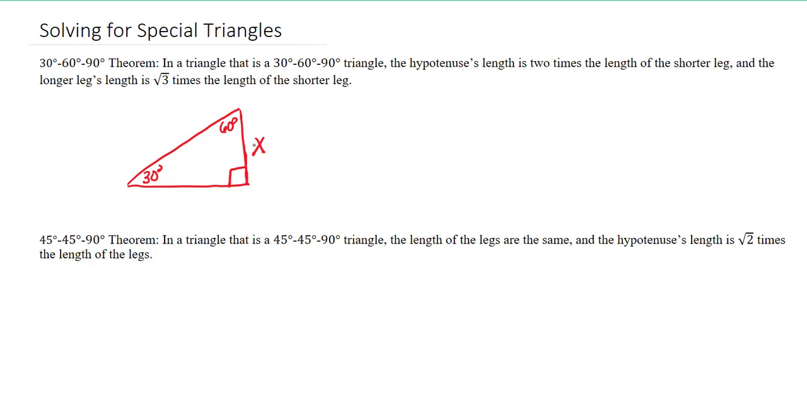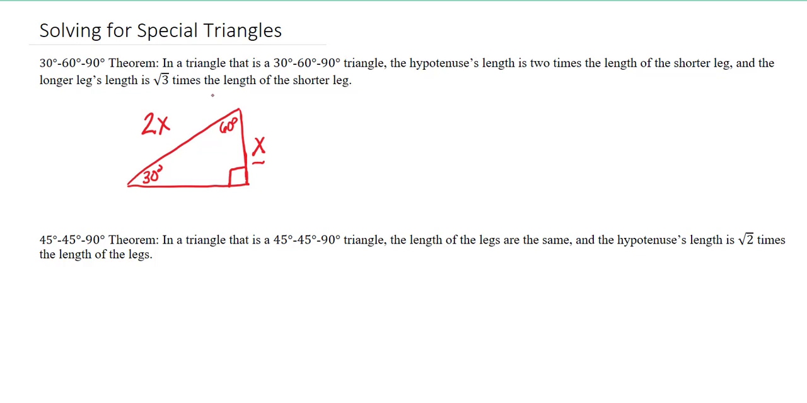If we look at the hypotenuse length, it's 2 times the length of the shorter leg. So that means 2x, which indicates 2 times x. That's the hypotenuse. Whatever x is, it could be 2, then the hypotenuse is 4, or if it's 5, then the hypotenuse would be 10. That's the relationship. And then the longer leg's length is the square root of 3 times the length of the shorter leg. This is our shorter leg.